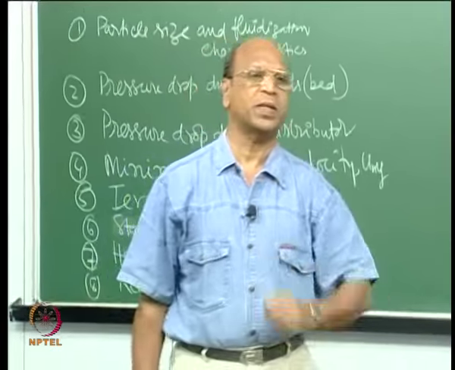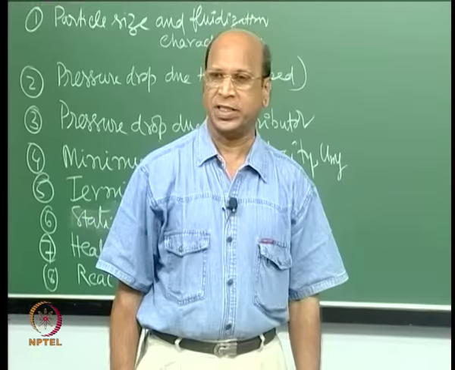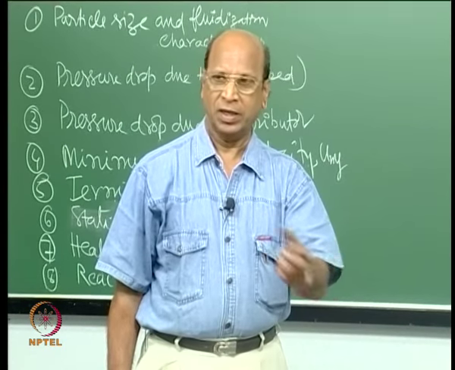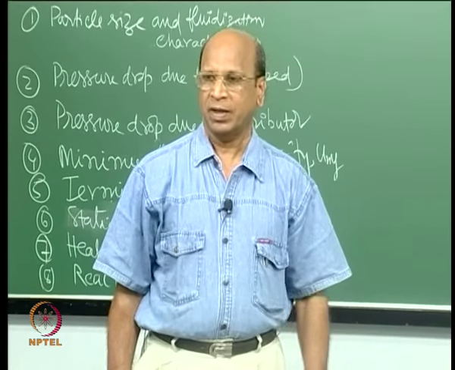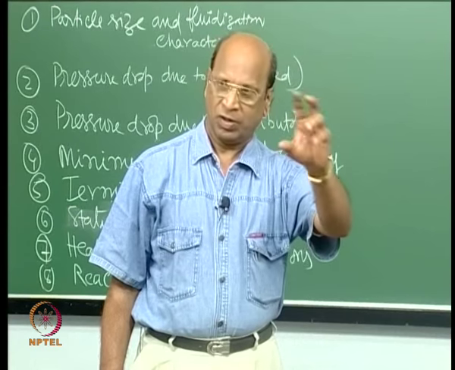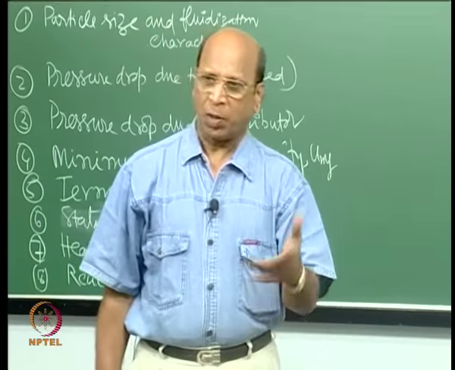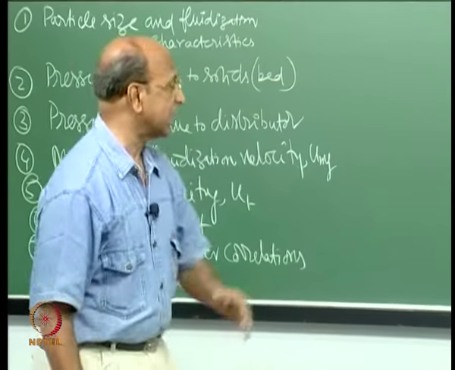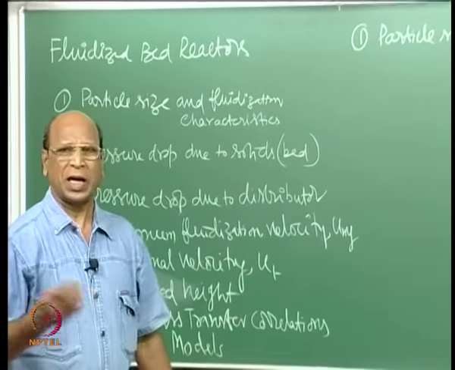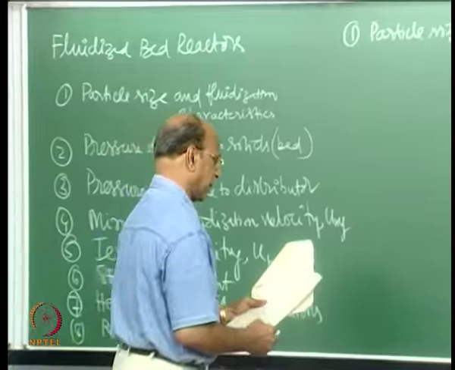The Froude number is u squared by g dp, velocity squared divided by g, where g is the acceleration due to gravity and dp is the diameter of the particle. That tells us inertial upon gravitational, or buoyancy also, you can say. That is the kind of thing we have, but they were not very successful. Then there was a person called Geldart.